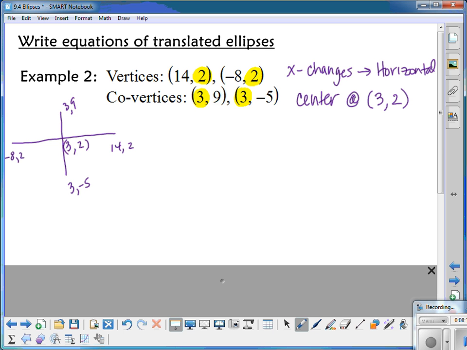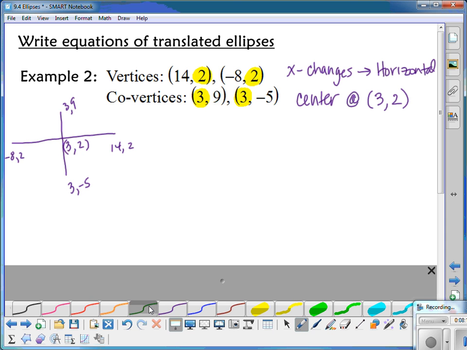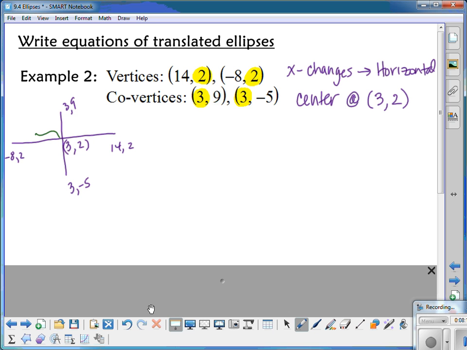And now I just have to figure out how long each of those pieces of the axis is. So for here, I was going from 3, and I went backwards to -8. And that's my major axis. How far did I go? 11. I went a distance of 11 units. So that means the distance to the vertex is 11. And then if I look at this other distance here, I'm going from 9 on the y-axis down to 2, so I traveled 7. And so the distance to the co-vertices was 7.